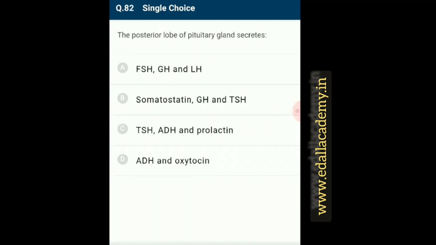Question number 82. The posterior lobe of the pituitary gland secretes... neurohypophysis.